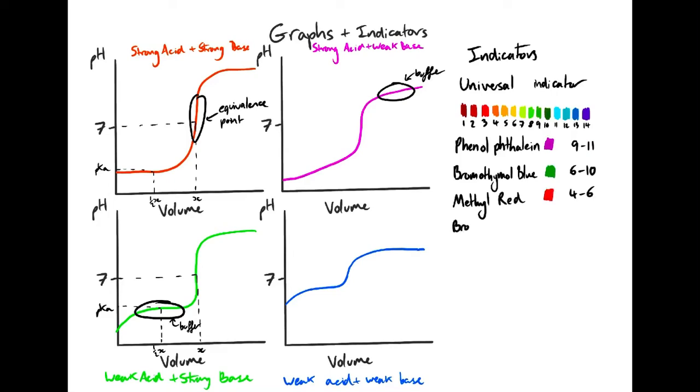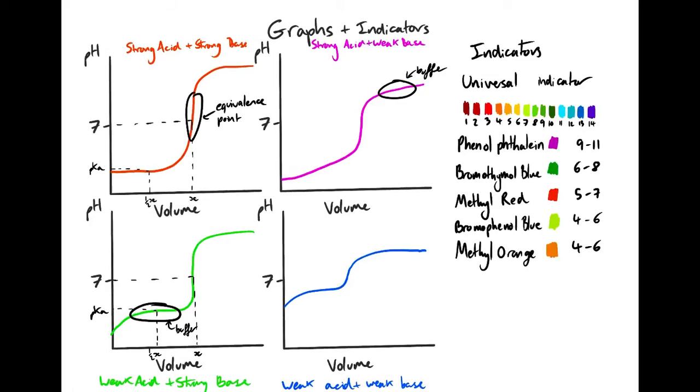We have phenolphthalein, which is a purple indicator. It works between pH 9 and pH 11. Bromothymol blue. This is a bit misleading. It's actually green. It goes from yellow to green anyway.